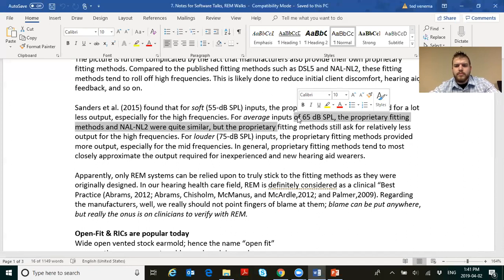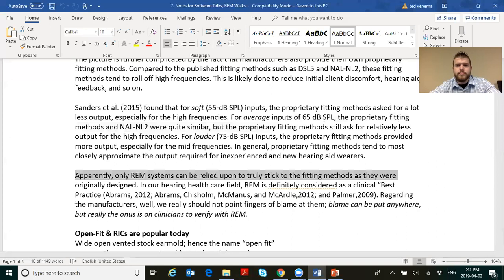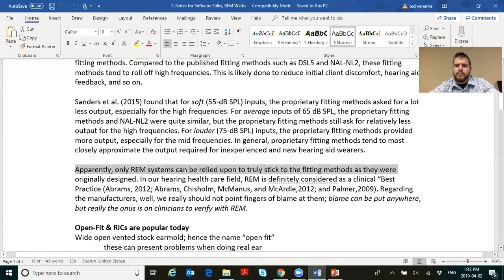Apparently, only real ear systems can be relied upon to truly stick to the fitting methods as they were originally designed. In our hearing healthcare field, real ear measurement is definitely considered a clinical best practice by all these guys. Regarding the manufacturers, we really shouldn't point fingers of blame at them. Blame can be put anywhere, but the onus is on us to verify with real ear measurements. So just something to really consider.